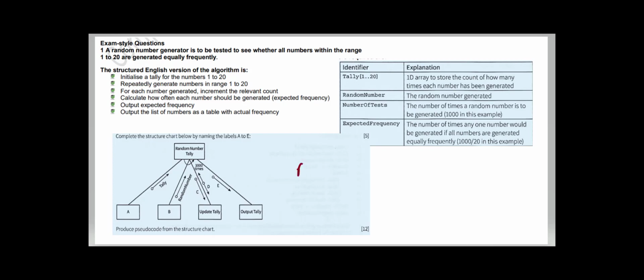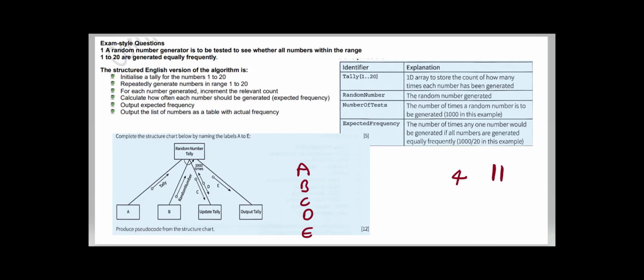Okay, so I'm just going to do A, B, C, D, E. So what we want to do is, another random number generator is to be tested with a range 1 to 20 generated equally frequently. Okay, initialize the tally. So if we call out the number 4, that basically means we call it out once.